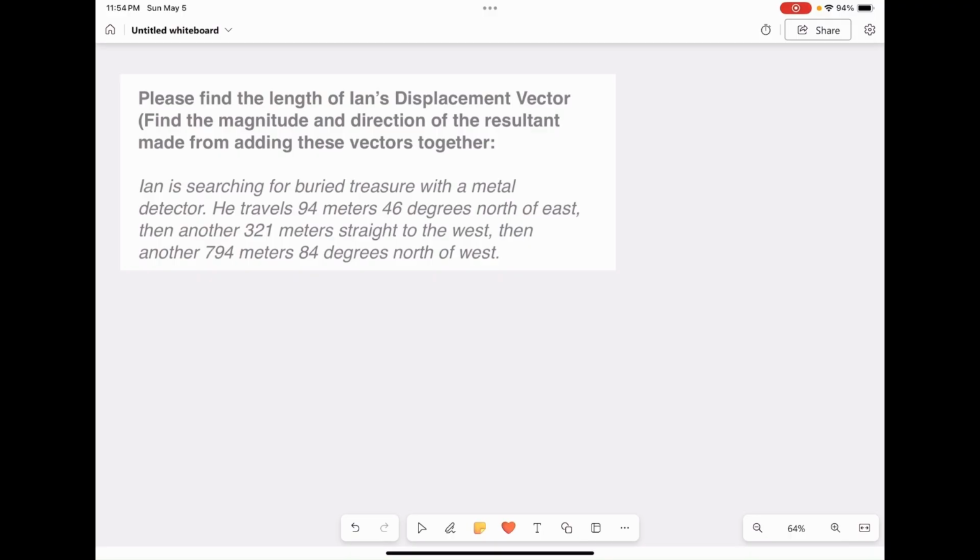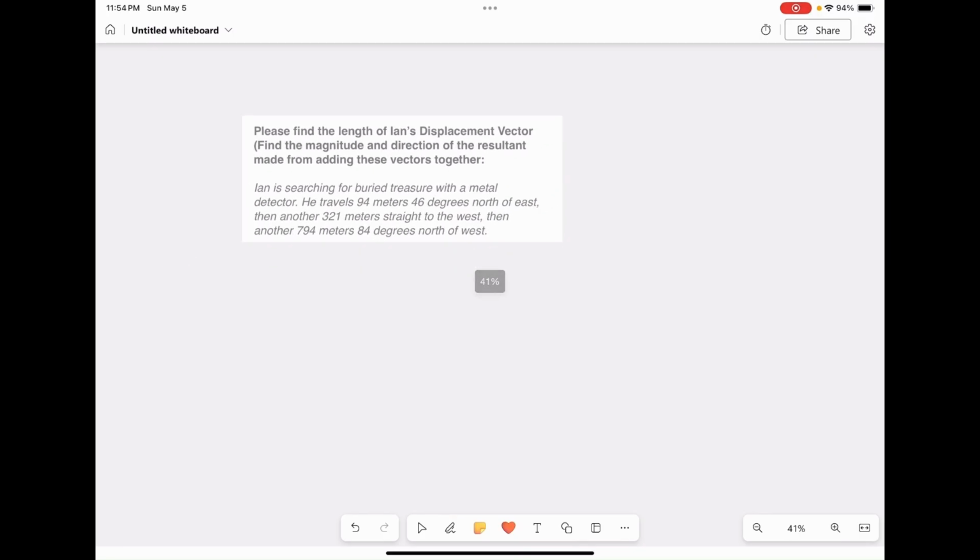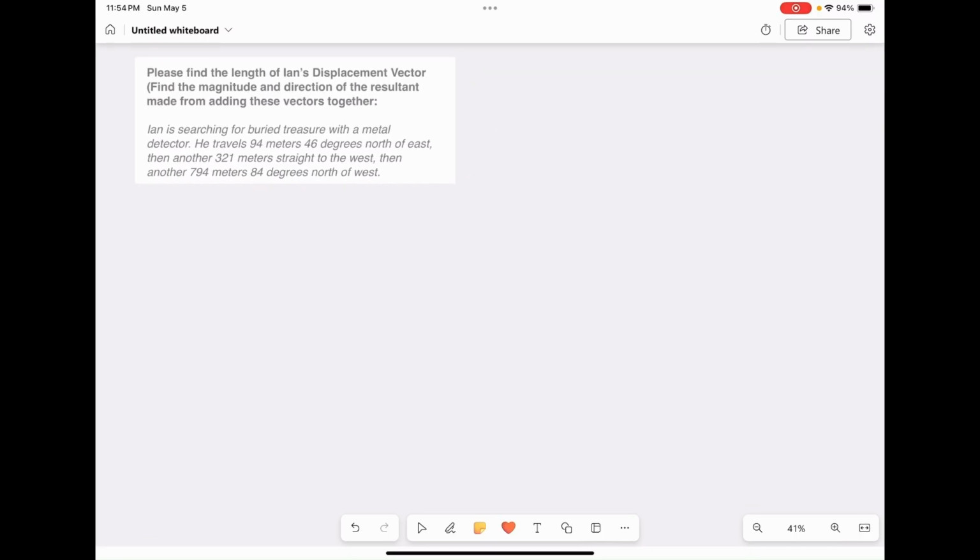Okay, so let's take a look at this question here. We have Ian searching for buried treasure with a metal detector. He's going 94 meters, 46 degrees north of east, 321 meters straight to the west, then another 794 meters, 84 degrees north of west. Okay, so this is a question that I want to draw my coordinate system on for sure. Let's start with that.